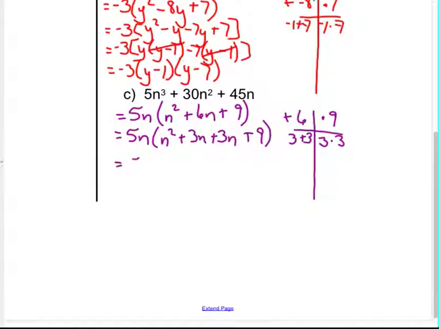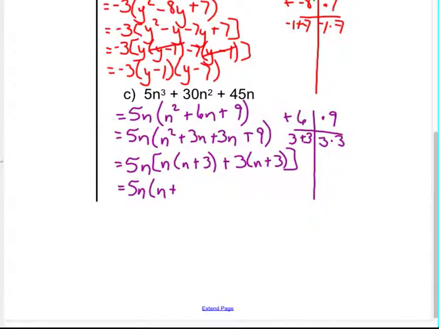So the common factor for my first two terms is n, leaving me with n plus 3. For my second two terms, it's 3, leaving me with n plus 3. So factoring my n plus 3 out of each term, I'm left with n plus 3. Another way to express this, since those are the same, is you could say n plus 3 squared. Because remember, to square something means you multiply it by itself.